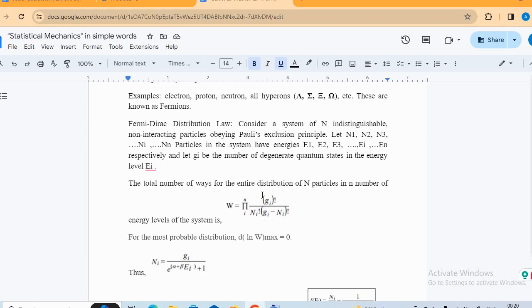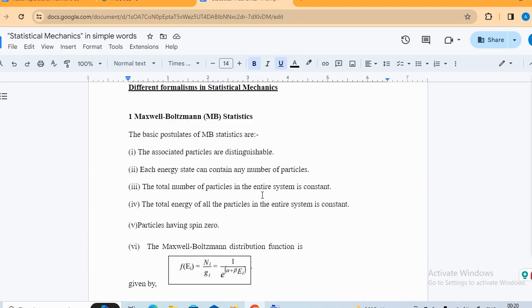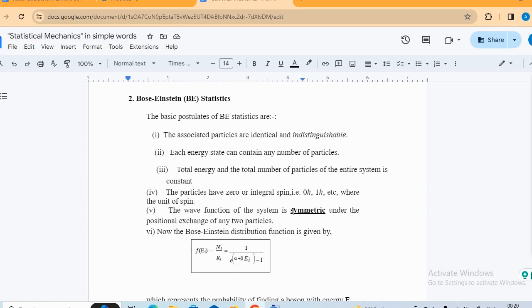An important point: Maxwell-Boltzmann is a classical statistics, whereas Bose-Einstein and Fermi-Dirac statistics are quantum statistics. So obviously in Maxwell-Boltzmann the particles are distinguishable, and in the other two statistics the particles are indistinguishable. Here we have no wave function, so obviously there will be no spin. But in the other cases there will be a wave function and corresponding spins. The basic difference between Bose-Einstein and Fermi-Dirac statistics is that the wave functions are symmetric for bosons and anti-symmetric for Fermi statistics. The spin values are integral for bosons, whereas for fermions they are half-integral.